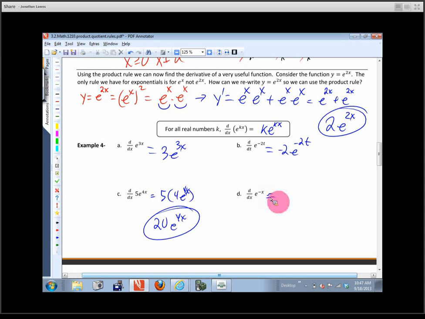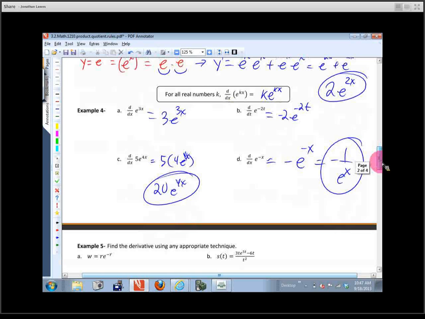And what about this one? Yeah, the constant sitting out front of the x is a negative 1. So we'll have a factor of negative 1 out front and repeat that in the numerator. So this is going to be negative 1 over e to the x if we wanted to evaluate that. That might be a little bit better. Okay, any questions?